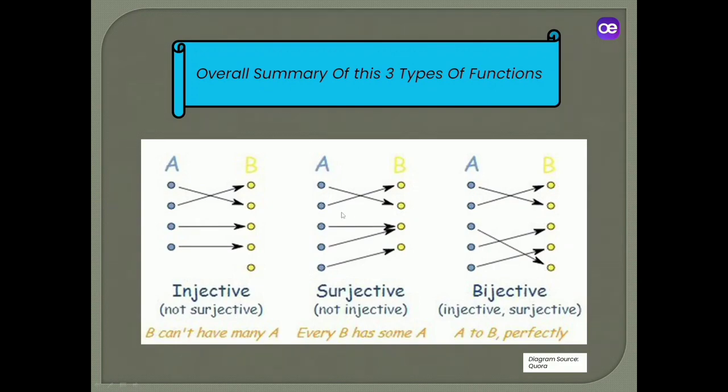But this is not injective because every element in the domain does not have a distinct output. Here number 3 and number 4 have one combined output in the codomain set. And this is bijective because this is both injective and surjective. All elements in the domain have distinct outputs in the codomain. Every element in the codomain is paired with an element of the domain. As this is both injective and surjective, this is bijective as well.